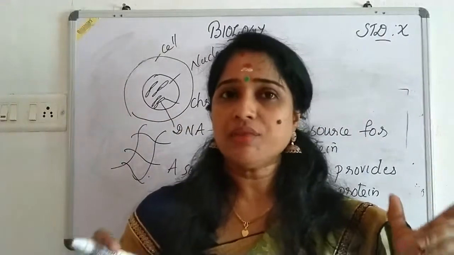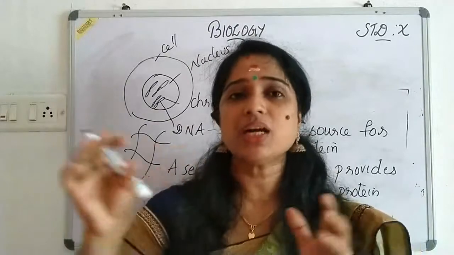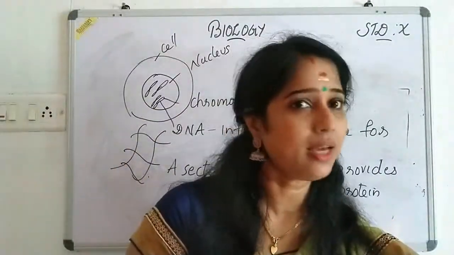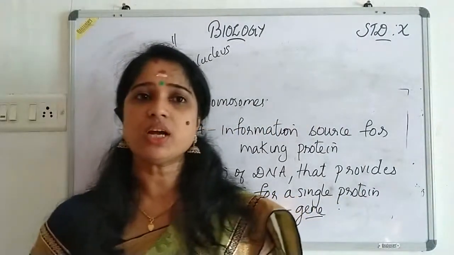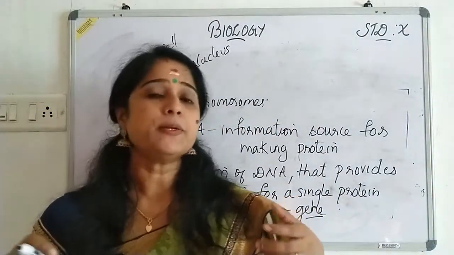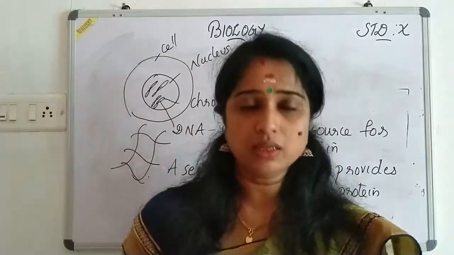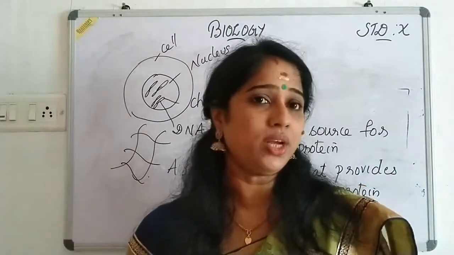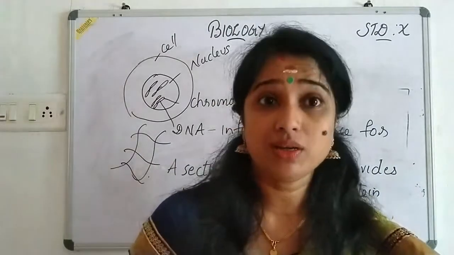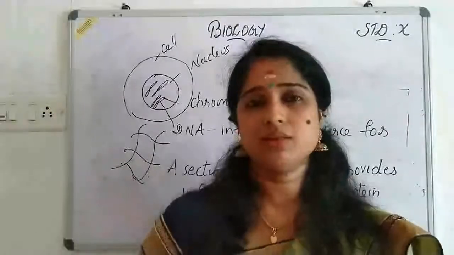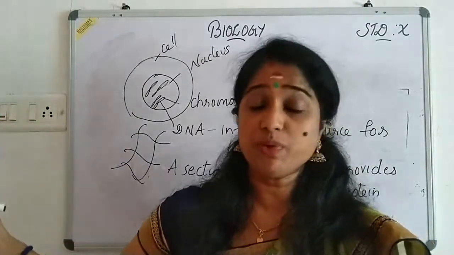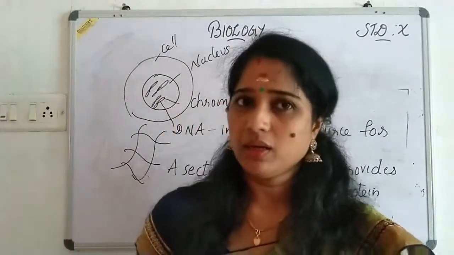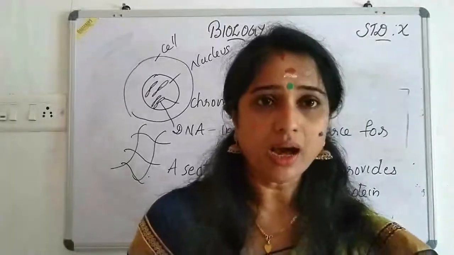Different proteins control different characters. Each gene controls specific characters. The gene for tallness controls only tallness, and the gene for color controls only color. If that gene is efficient enough to make a protein that makes an individual fair, that individual will be white. If that gene is not efficient enough to produce the protein, then that person will be dark.